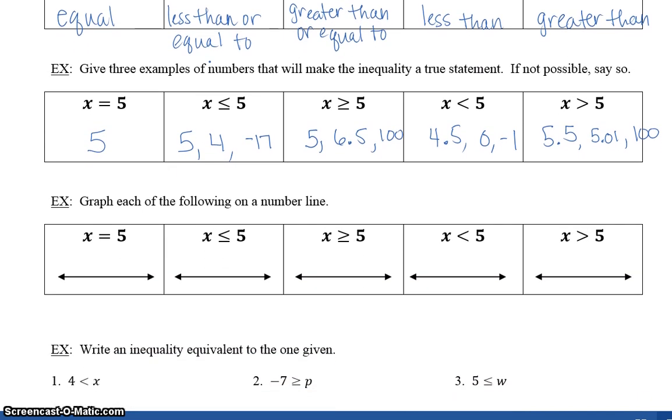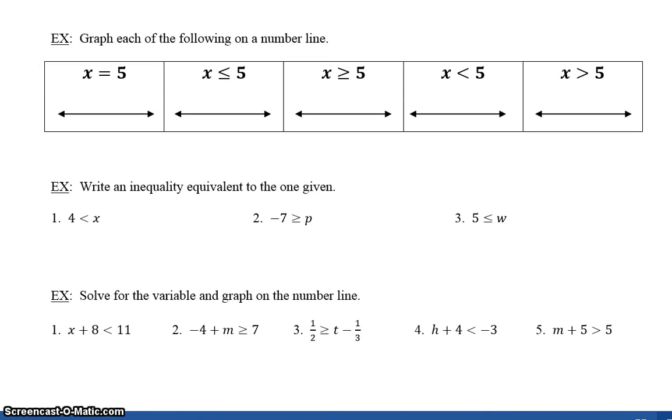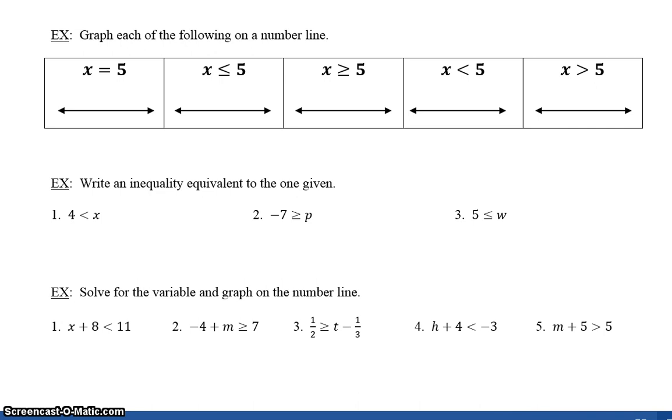Now finally, let's take a look at what it would look like if we graphed each of these things on a number line. The first one, x equals 5. There's only one answer to this. So if we put 5 on the number line, we would just have one dot at 5. And to show some direction, you could put 0 on here somewhere also.